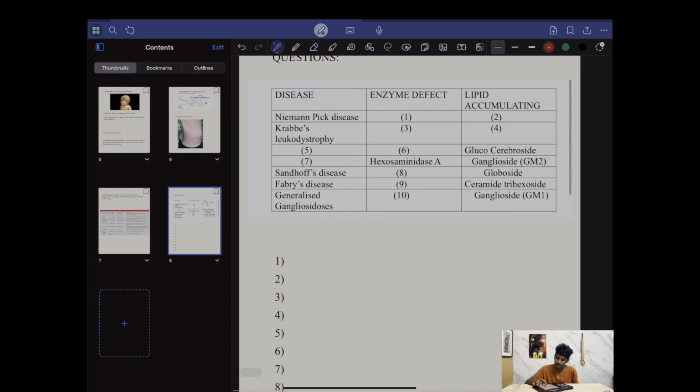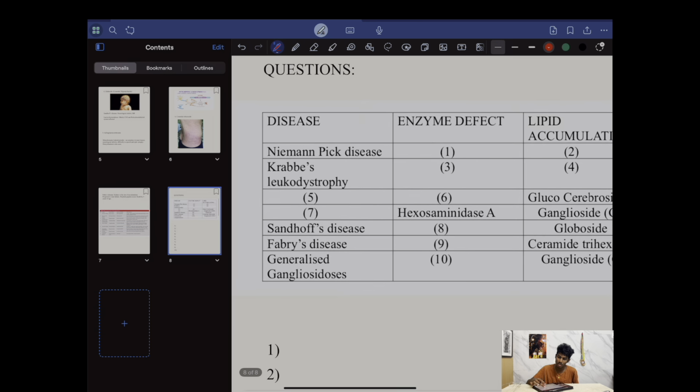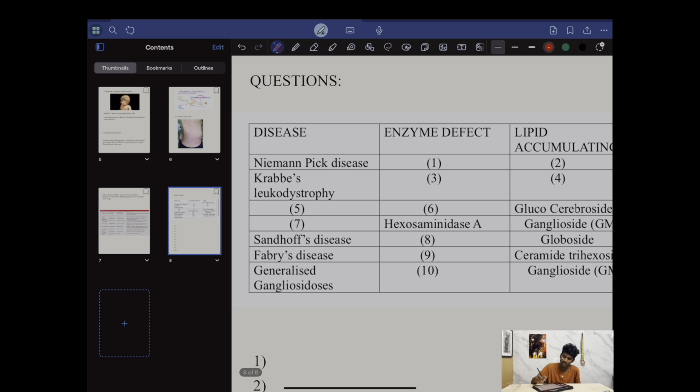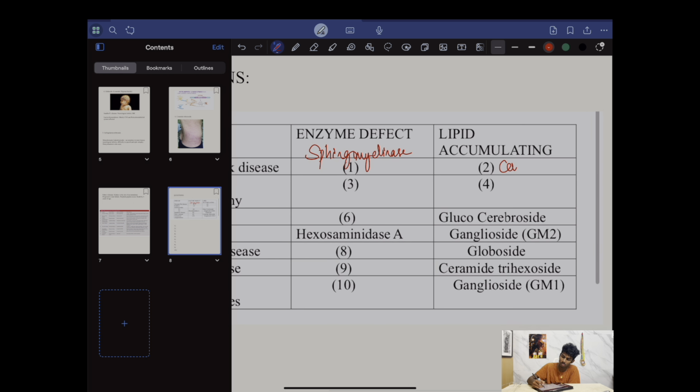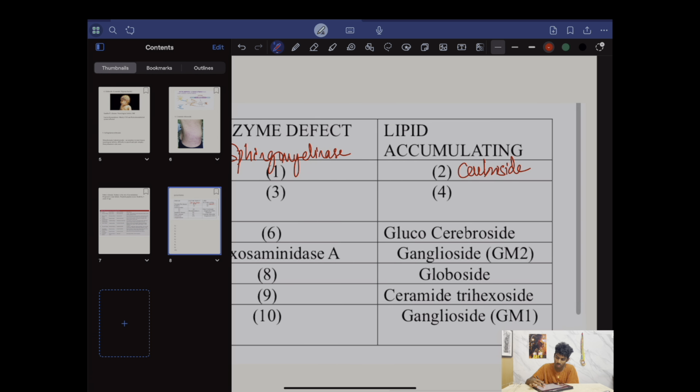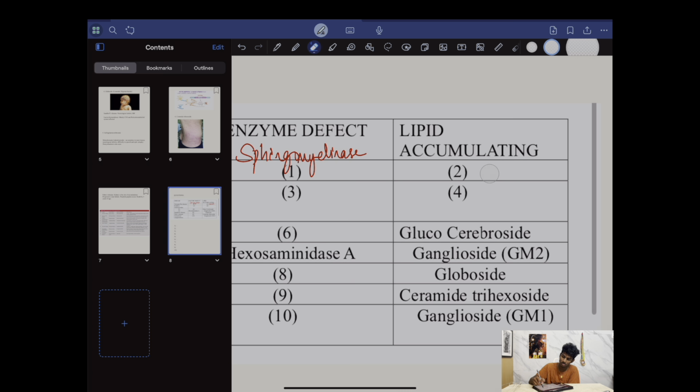In tomorrow's class, I want you to answer this particular stuff. Today you will be able to say, for Niemann-Pick disease, what is the enzyme defective? We are always solving the question at the end of the class, right? Sphingomyelinase, yes or no? Okay, correct. Then what is the lipid accumulating here? Cerebroside, am I correct or not? No, it's sphingomyelin.